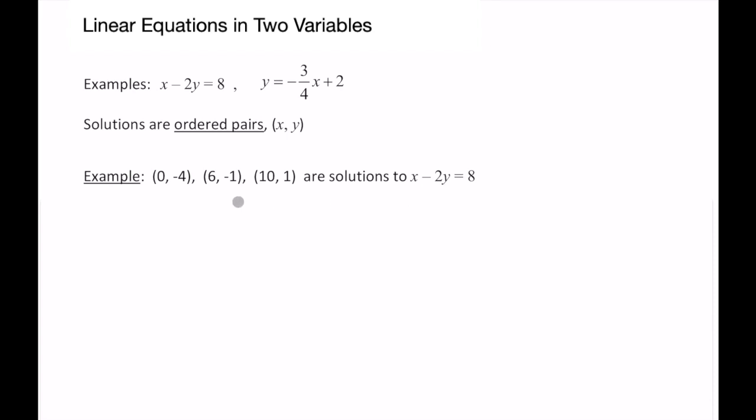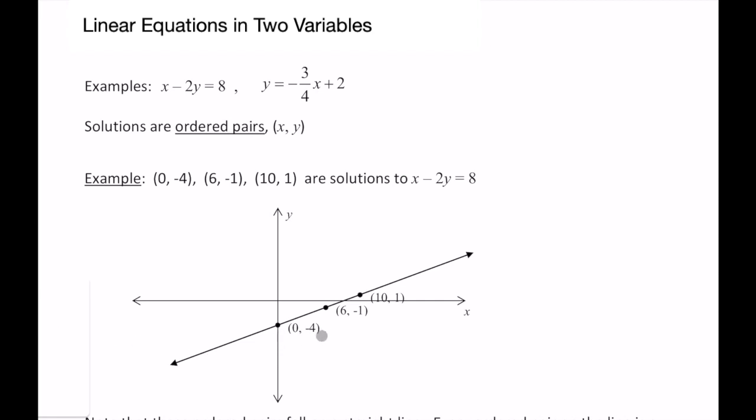Let's look at what happens when we graph these ordered pairs in a rectangular coordinate system. Here's the graph of the three ordered pairs. And notice that they all fall on a straight line. That will be the case for any linear equation in two variables. And in fact, any ordered pair on this line will be a solution to this equation.